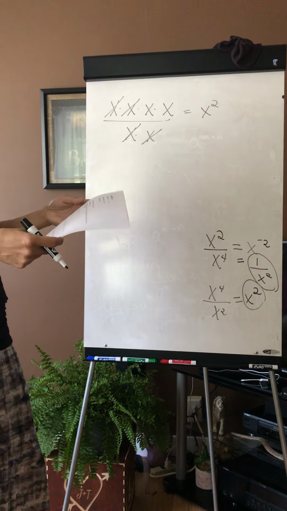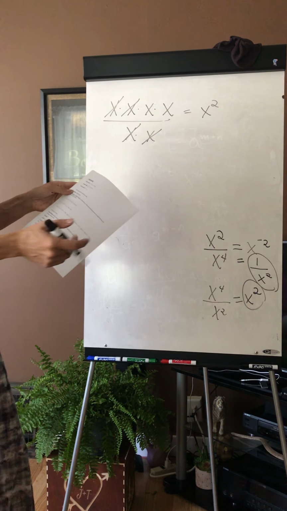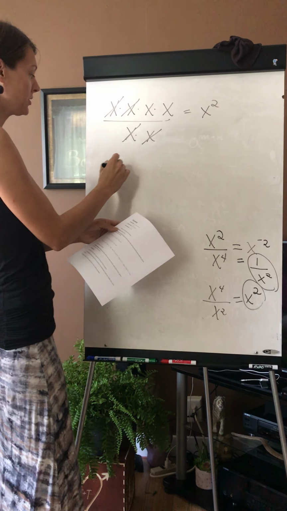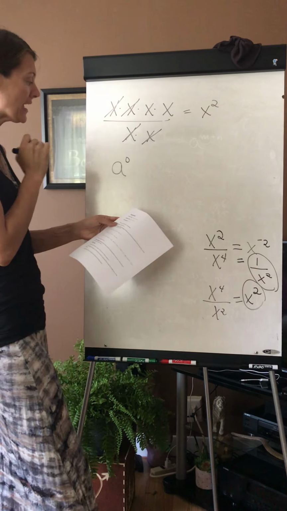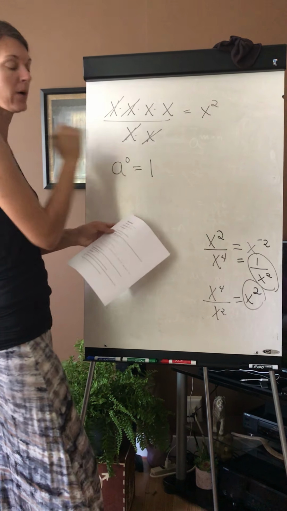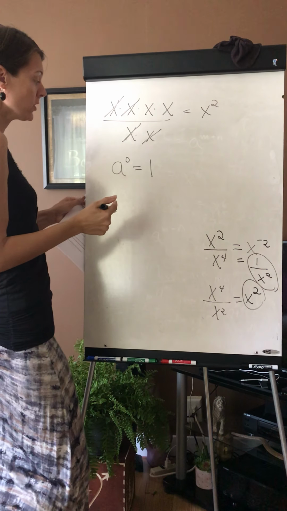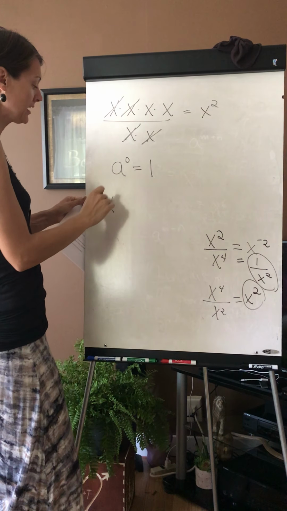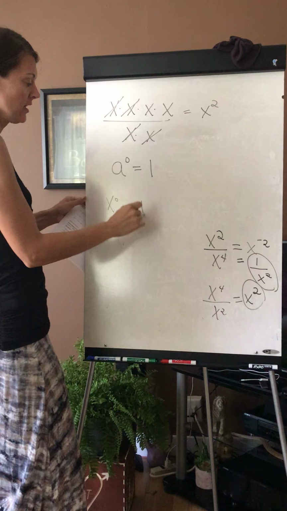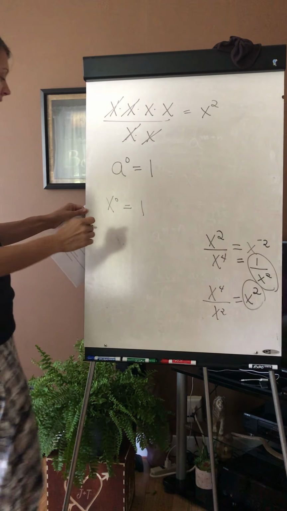Okay, so there's one more rule that I have listed here, and that is the 0 exponent rule. So anything raised to the 0th power is 1. I'm going to do a few examples with this. If we had x to the 0th, that would be 1.